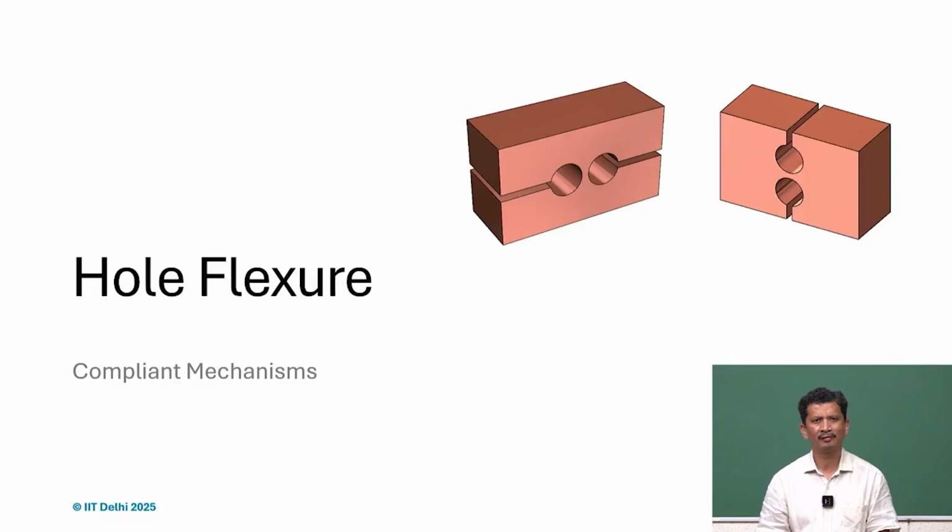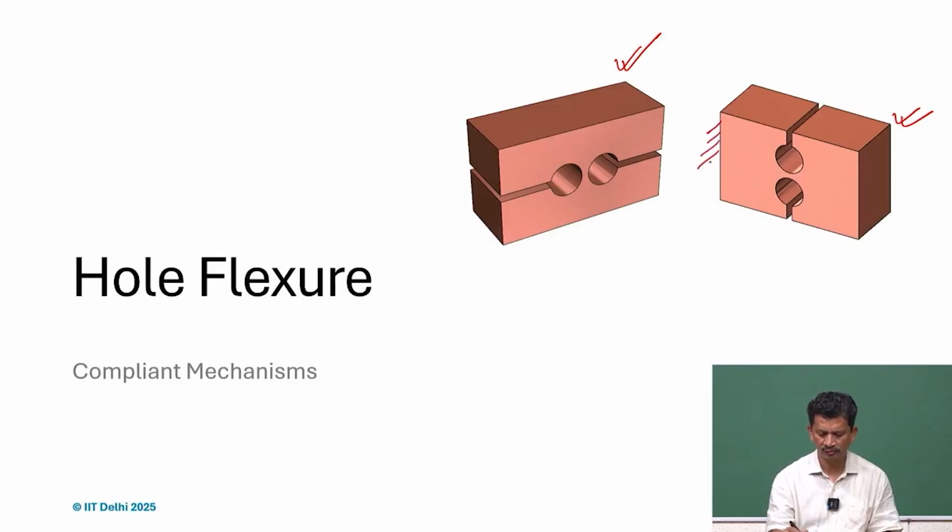Hello everyone, welcome back. So let's continue with the different kinds of lectures on compliant mechanisms. Today we will cover a new type of flexure, called hole flexures. Here you can see that if we drill a hole in either of the blocks and then separate them out, we create a sort of hinge.